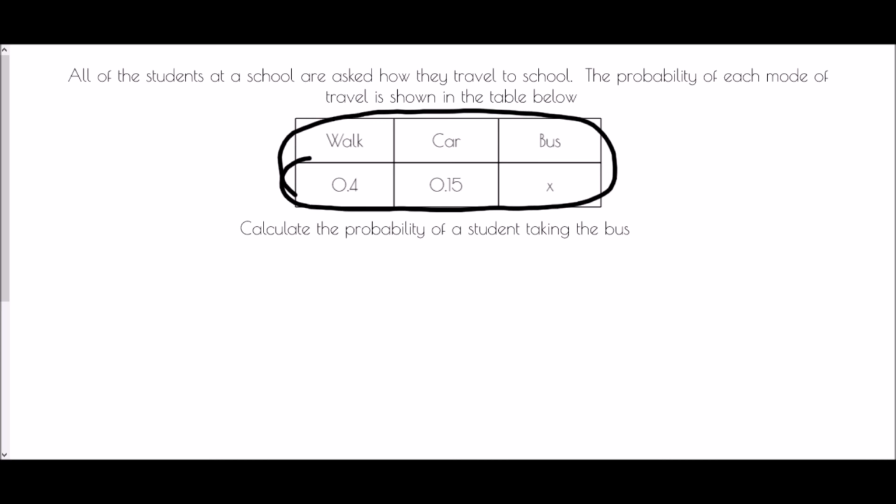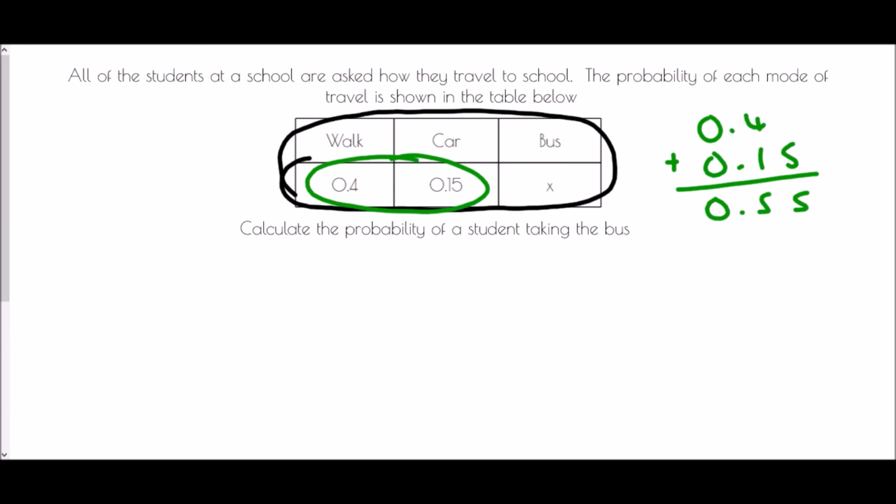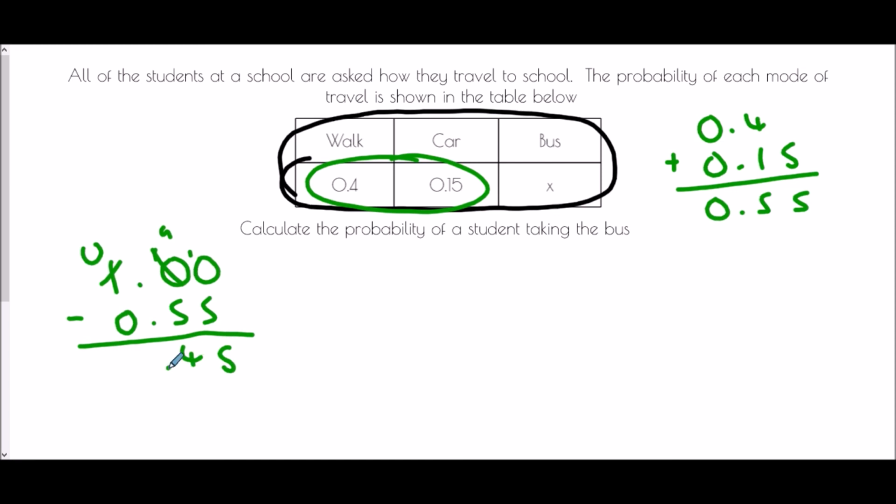So the first thing I'm going to do here is just add together the 2 that I already know. So 0.4 plus 0.15. Add those together, I get 0.55. In order to work out what the value for bus must have been, well, I'm going to subtract 0.55 from 1. And so 10 take away 5 is 5, 9 take away 5 is 4, 0 take away 0 is 0. And so x equals 0.45.